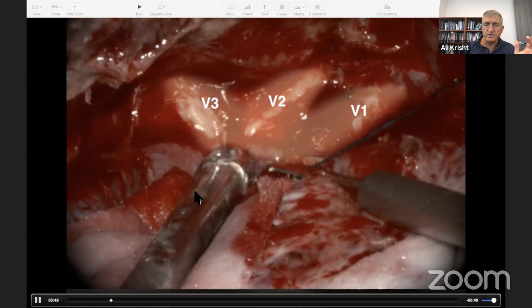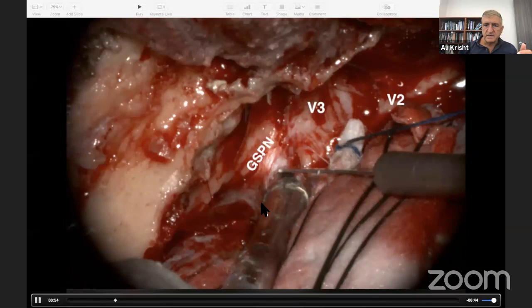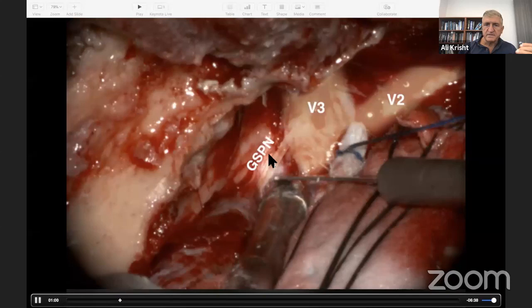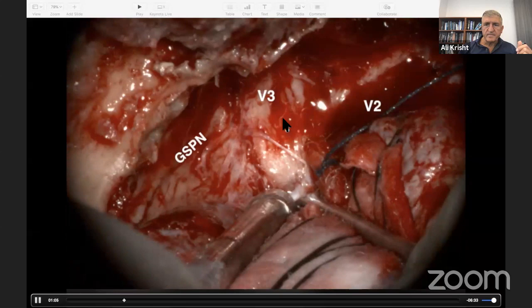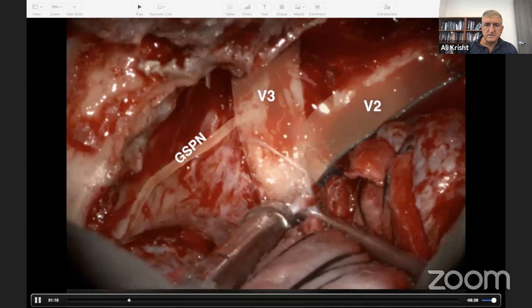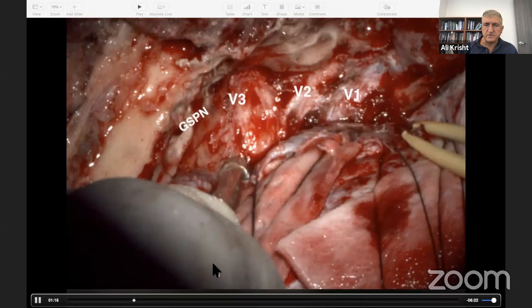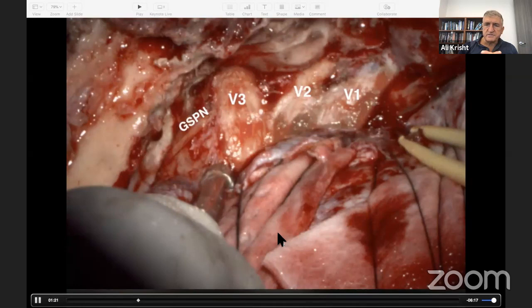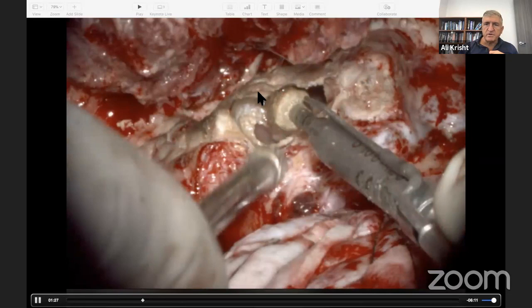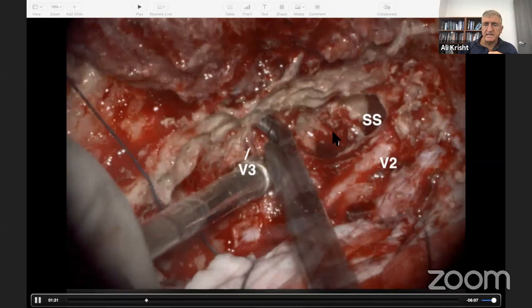Again, the tumor is going around them in a way. This is GSPN, V3, V2, and this is, you see how posterior you need to go on these cases, because you need to follow the tumor along the tentorium. Now, once you finish this extradural part, the next thing is, in this case, there was tumor involving the bone between V1 and V2, which we removed, that led to the sphenoid sinus.